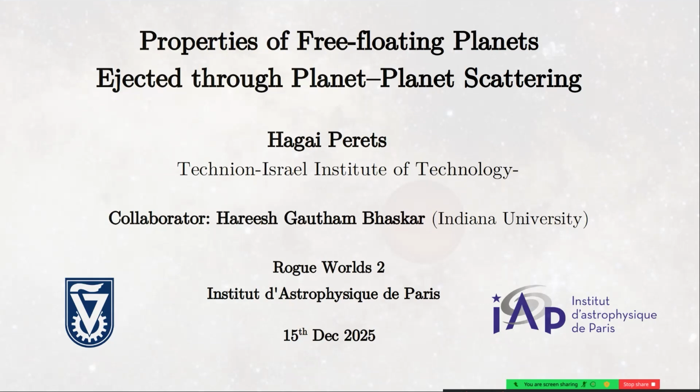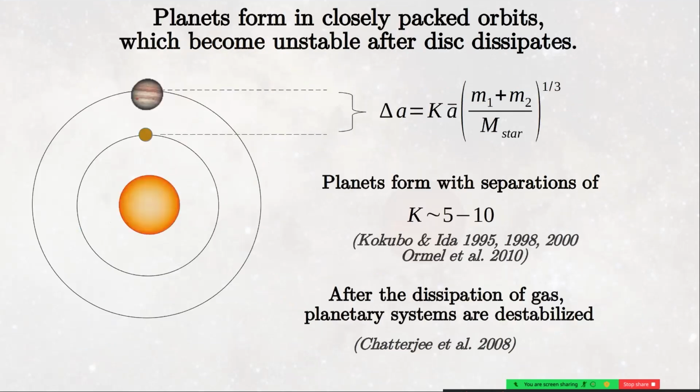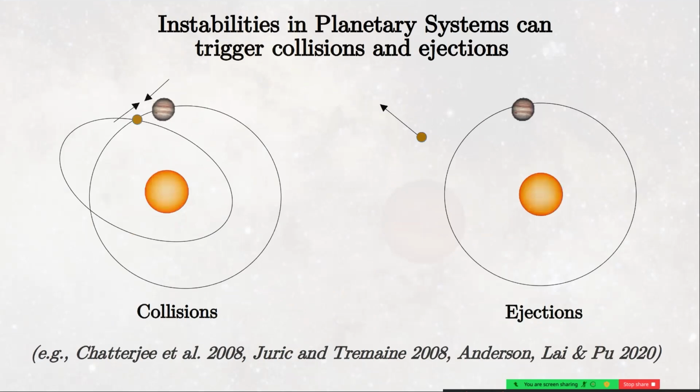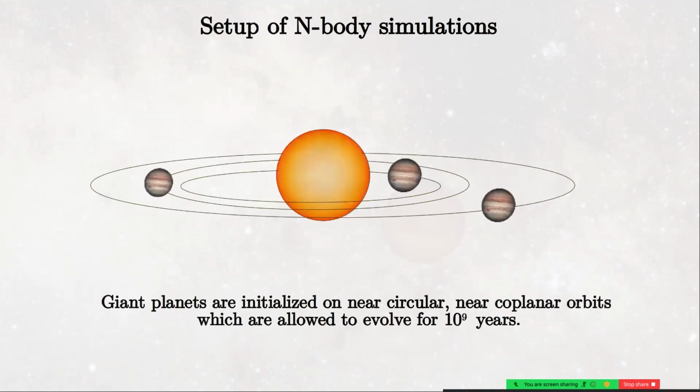So many people study planet scattering, but far less work has been done on the properties of the ejected planets. The previous review gave a great introduction and saved me a lot of time. In principle, if you have closely packed planets in orbit, the system can become unstable, and it goes pretty fast. If they're close enough, they become unstable, and then you start having planet scattering, and some of them can be ejected. As I said, I'm going fast because this was already explained.